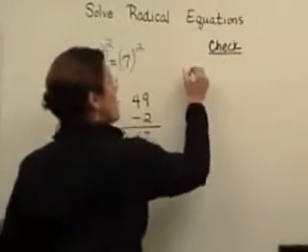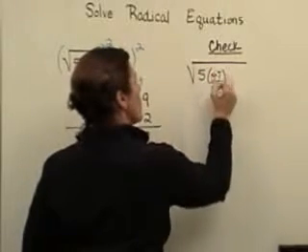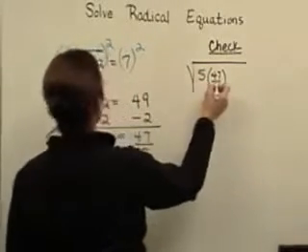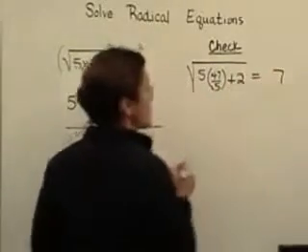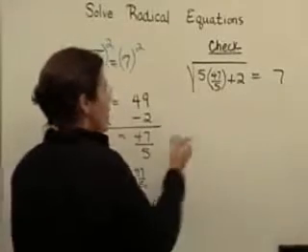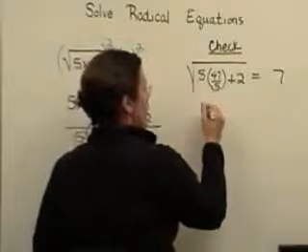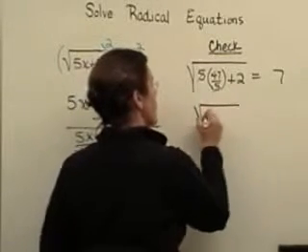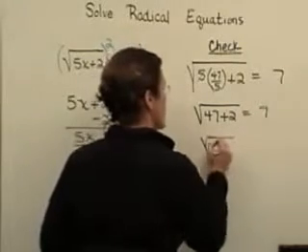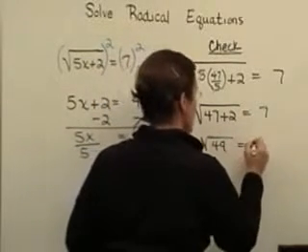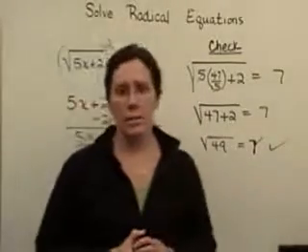I'm going to have the square root of 5 times 47 over 5, again substituting in for x, plus the 2, and I'm wondering if that's going to equal 7. Well, the 5's here cancel out. They are common factors, one on top, one on the bottom, and what I have underneath the radical now is the square root of 47 plus 2. That's 49 underneath, and that is equal to 7, and I'll put a check mark here and say that solution does work.